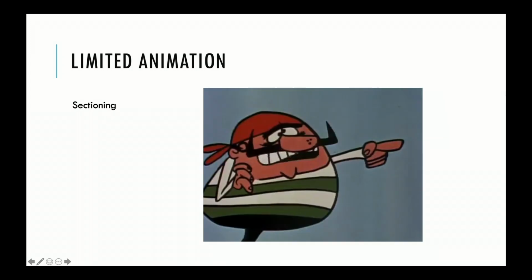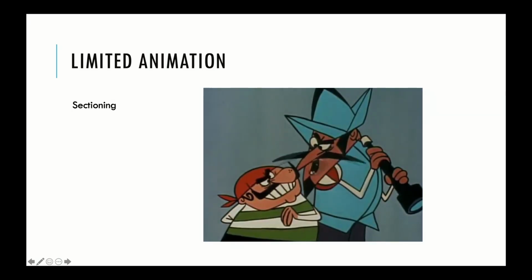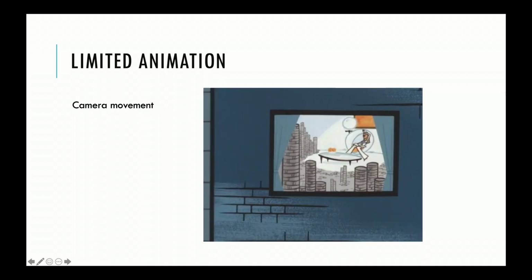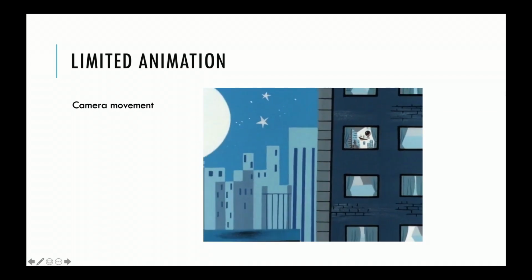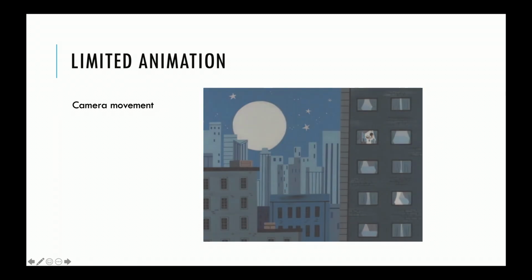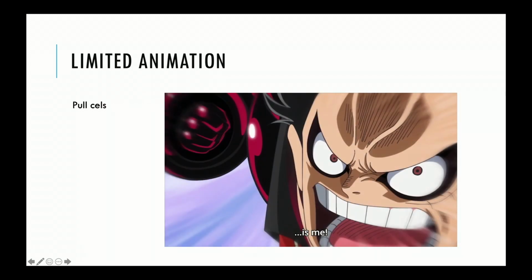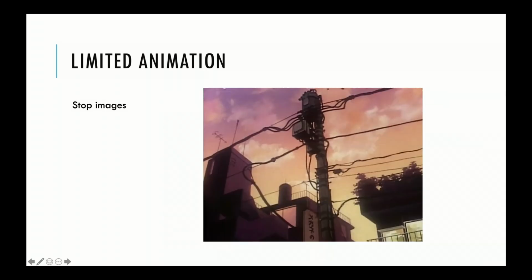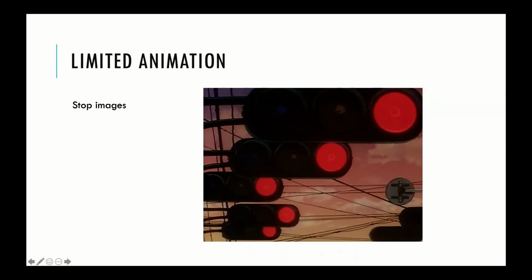Sectioning is another limited animation technique where only the essential part of the character moves. This is often the mouth. There is also camera movement, where nothing is animated, rather on-screen movement is created by zooming in and out of images. Pull cells is another technique where single images are pulled across the background to create motion. Stop images can also be applied, where movement simply stops for a little while.